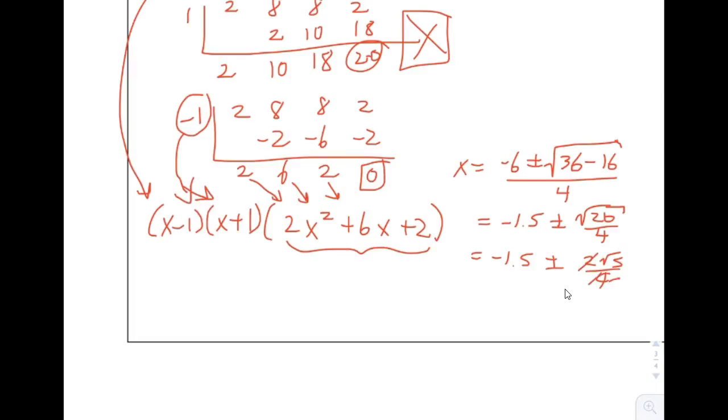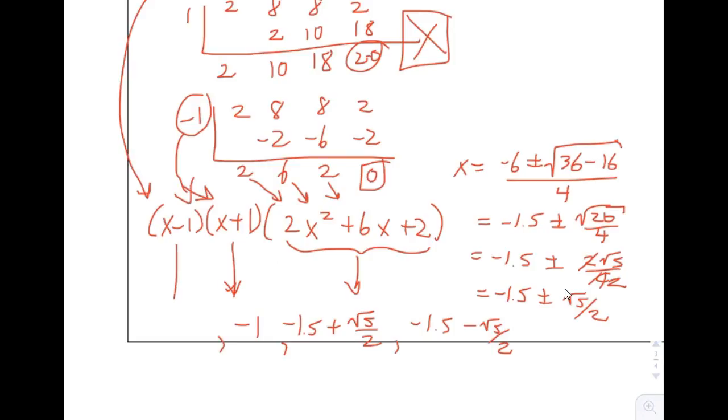And then I could cancel these. I end up with negative 1.5 plus or minus square root of 5 divided by 2. Now I have figured out the two roots of this part of the polynomial. It's going to be negative 1.5 plus square root of 5 over 2 and negative 1.5 minus square root of 5 over 2. And of course I still have the roots negative 1 and positive 1, which I discovered before.